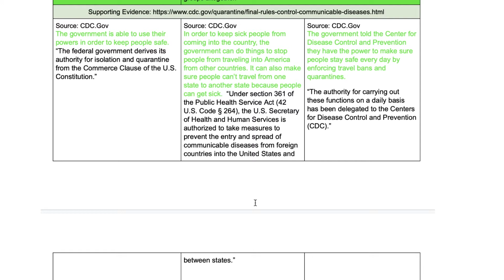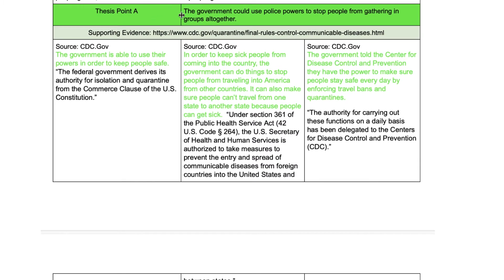It says that the federal government is able to stop sick people, or whoever, from coming into America and stops traveling between states to stop the gathering. So this proof in the black lettering supports my opinion, which is in the green, which supports the thesis point, and the evidence was taken from that website.